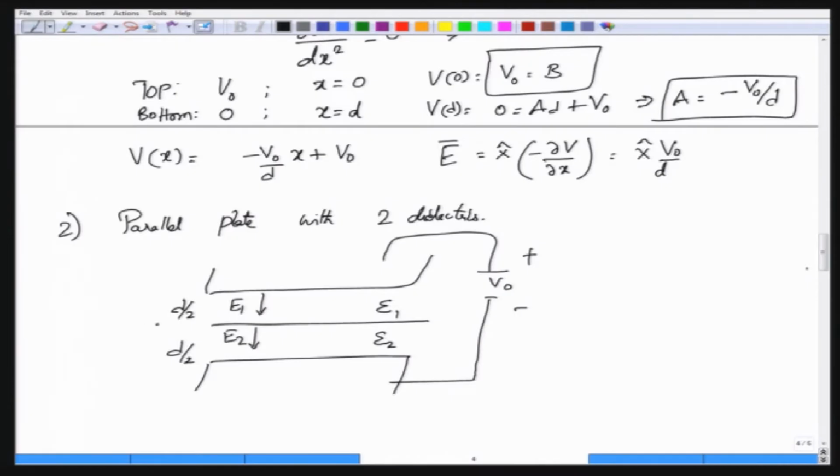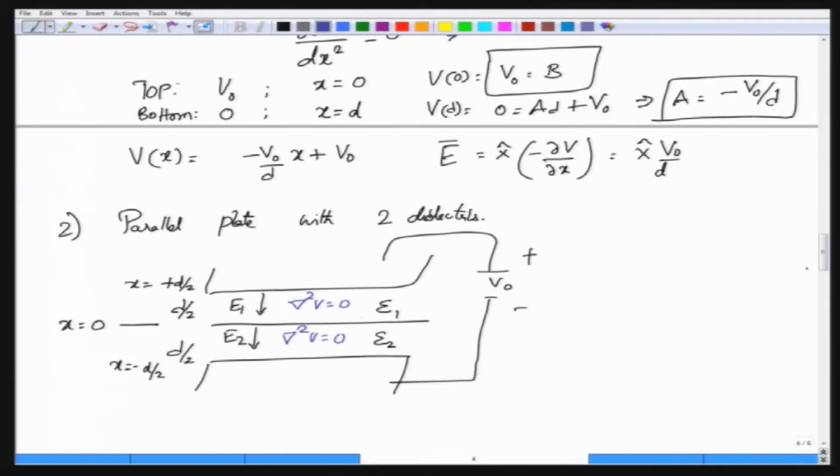Now, because of the symmetry in the problem, let me locate the x equal to 0 line in the middle of the plates, and x equal to d by 2 will be the top plate and x equal to minus d by 2 will be the bottom plate location. Nothing has changed. Inside here I have to apply the same Laplace's equation, del square V equal to 0.